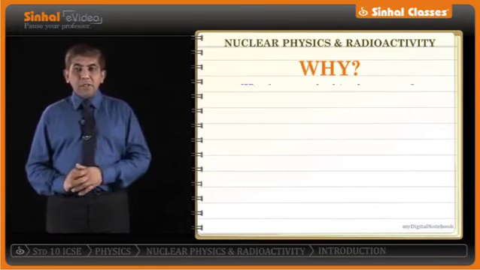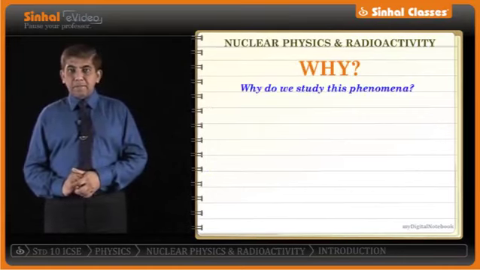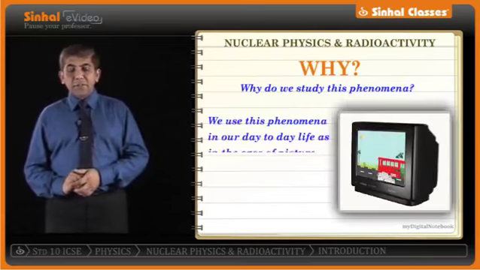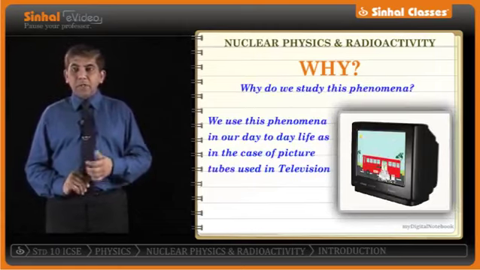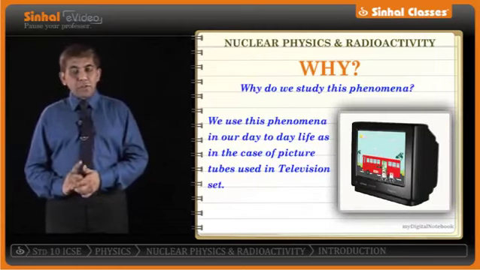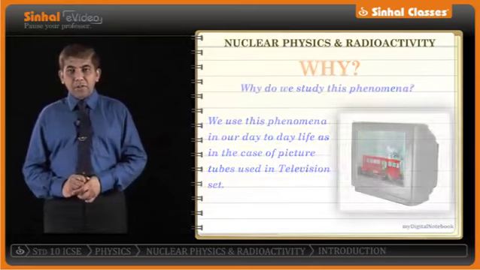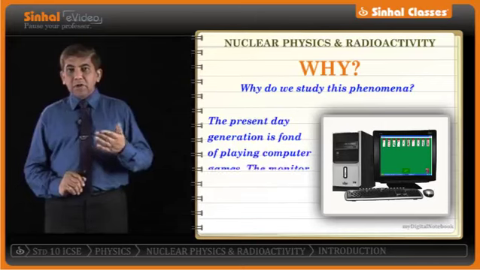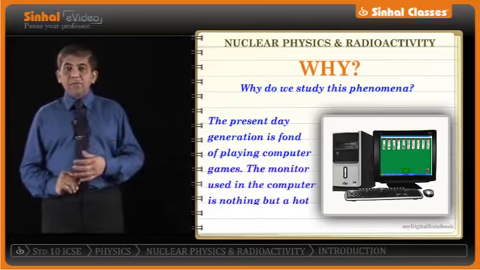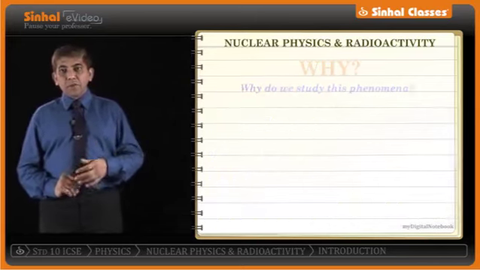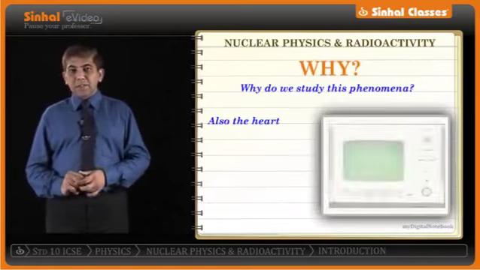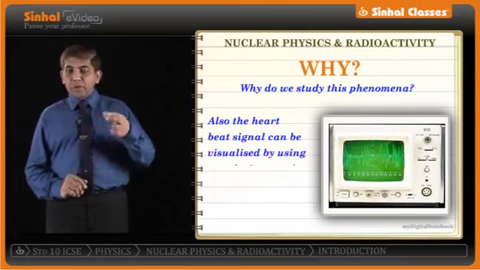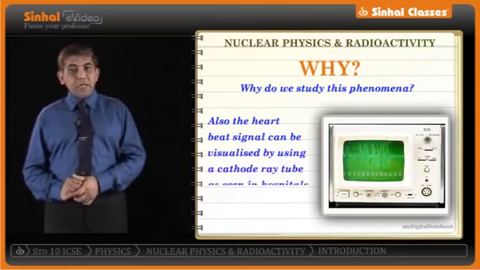Why do we use thermionic emission on a day-to-day basis? We use it in the case of a television. The picture tube of the television is made up of the hot cathode ray tube, which works on the principle of thermionic emission. Students are fond of playing computer games. The monitor of the PC is basically made up of the hot cathode ray tube. So also we see in hospitals that heart signal beats are converted into visual signals, which also constitutes the hot cathode ray tube.